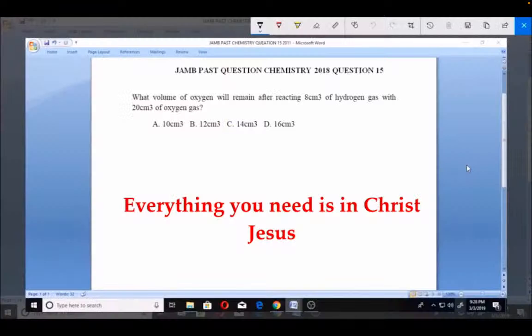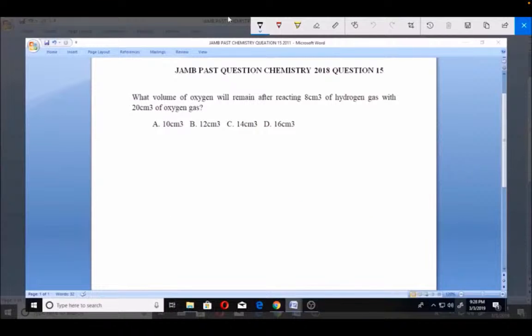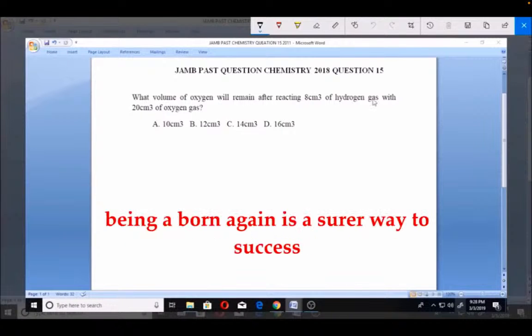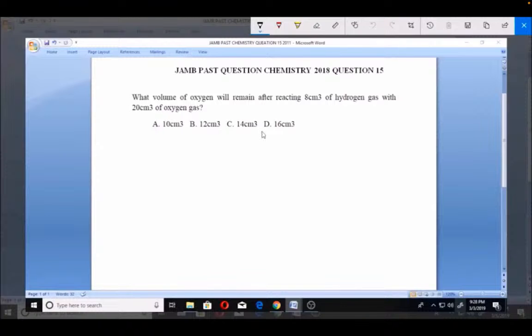Hello, welcome. Let's look at this question number 15 for JAMB Past Question Chemistry 2018. What volume of oxygen will remain after reacting 8 cm cubed of hydrogen gas with 20 cm cube of oxygen gas? Is it A 10 cm cube, B 12 cm cube, C 14 cm cube, D 16 cm cube? All the 3's on the cubes are superscripts.